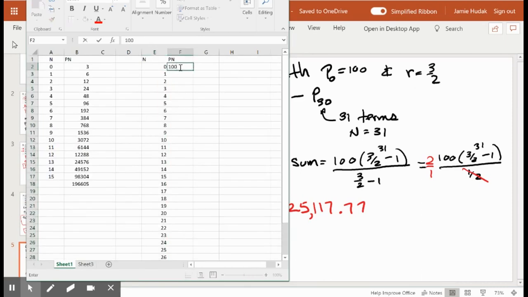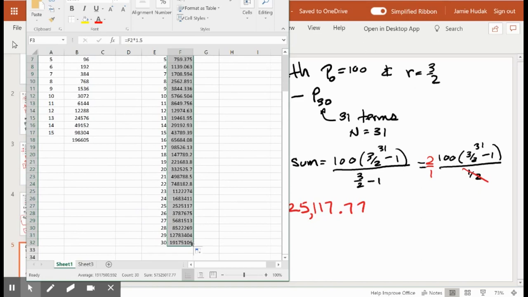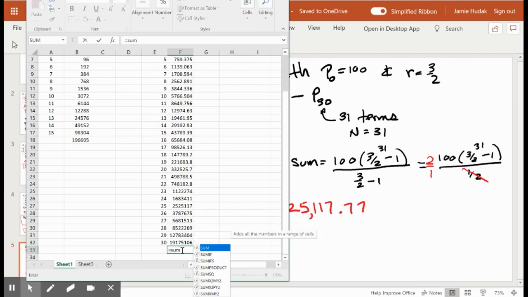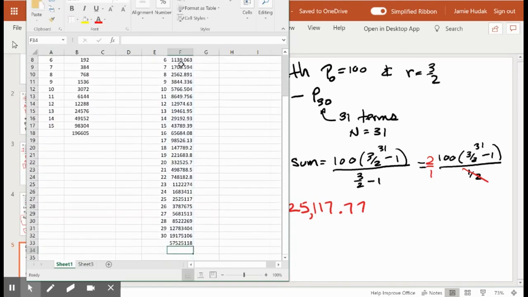P0 is equal to 100. Then the next equals the previous term times 3 halves, which could be written as 1.5. And we see that P1 would be 150. And I can drag this. Excel will calculate these terms recursively. And now I can find the sum. I go to the bottom of the column, equals SUM, parenthesis. I'm going to highlight every number in this column, close the parenthesis, hit enter.